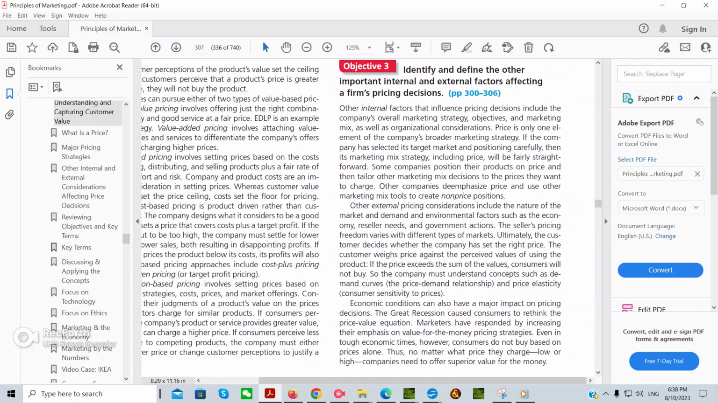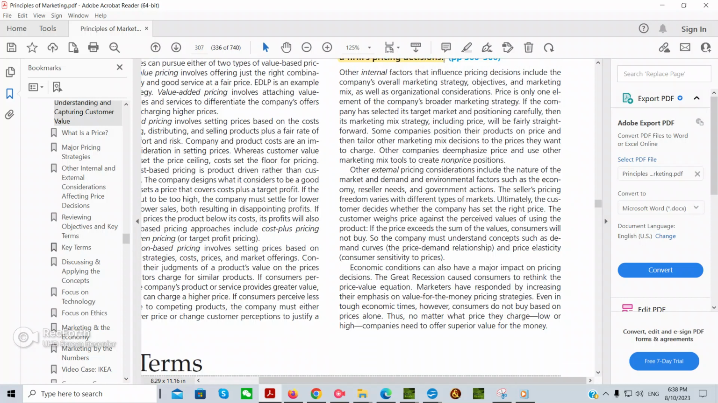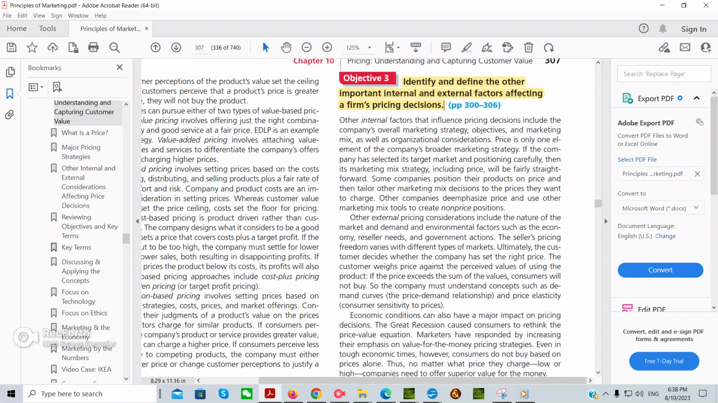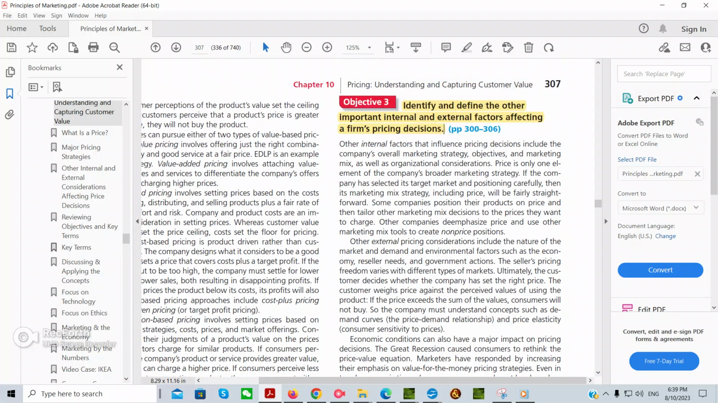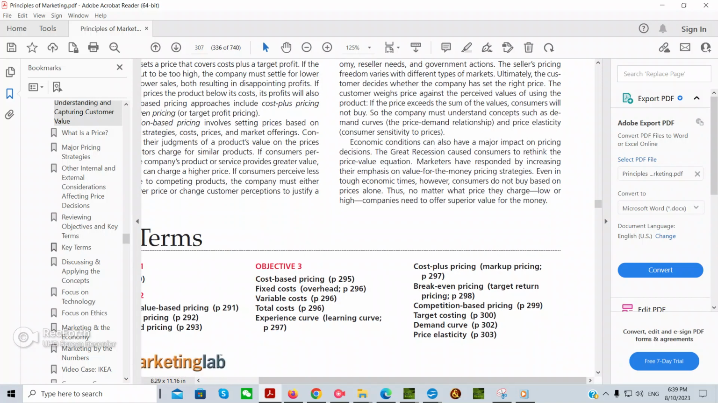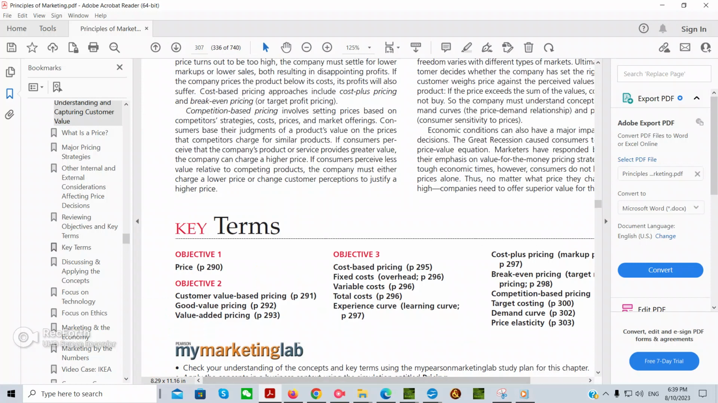Objective number three, we want to be able to identify and define the other internal and external factors affecting the firm's decisions. Remember, this has to do with government and non-governmental influences. Okay? Right. Meaning government and social, societal influences. So those are the three objectives we need to know for that chapter.